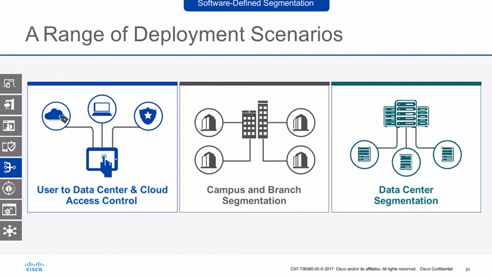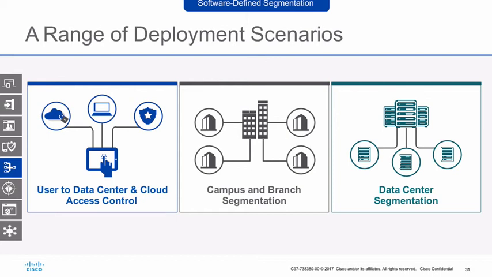So with TrustSec, we generally have three types of use cases when we're doing TrustSec deployments. We have a user to data center and cloud access control solution. We have a campus and branch segmentation solution, and then we have data center segmentation. So user to data center is, like I said, pretty self-explanatory. I've got a user that connects to an access switch, and they access resources in my data center or something out in the cloud.